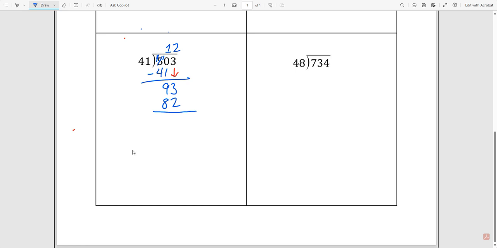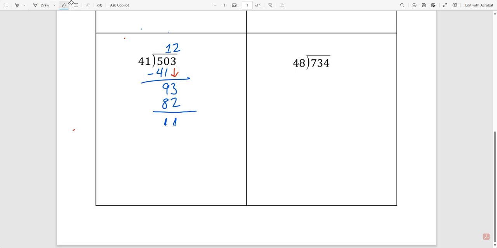And now we'll subtract. 3 minus 2 is 1, and 9 minus 8 is 1. So now what's left over is 11. And so in other words, we can divide 503 up into 12 parts that are 41. Okay, so how many times can I divide or break up 503 into groups of 41? We could do that 12 times.